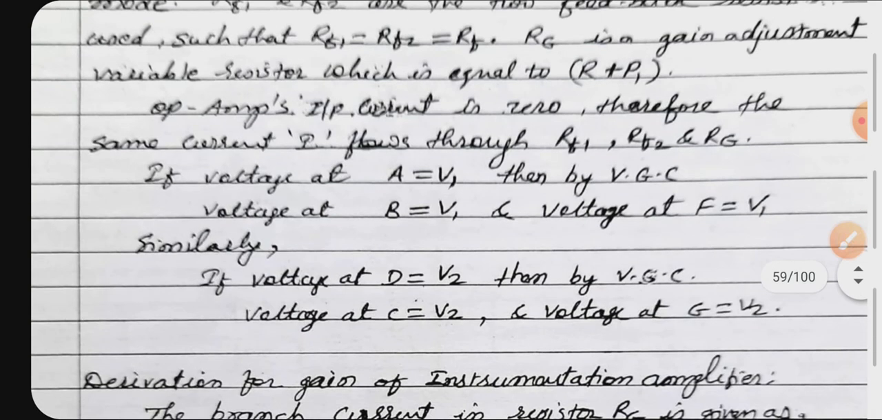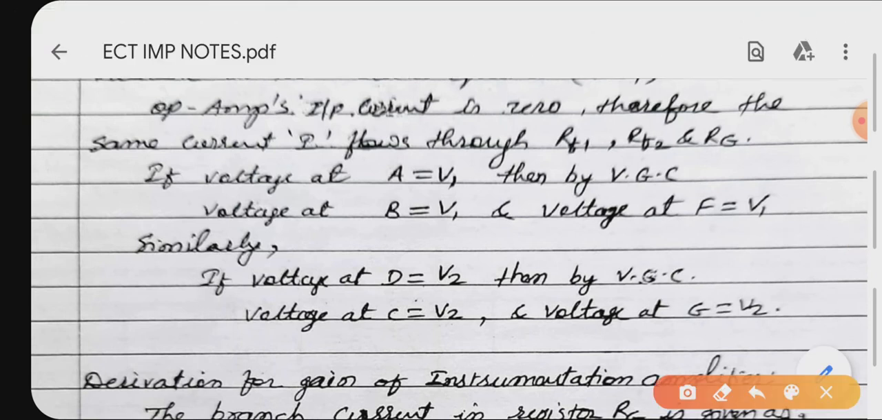Now we will do the analysis of the equation for gain of instrumentation amplifier. As I told you, by using virtual short concept, if A is equal to V1, B is also equal to V1 in that circuit diagram. Here by mistake I have written VGC; it is because of virtual short concept, VSC. Similarly, if point D is at V2, point C is also at V2 because of virtual short concept.